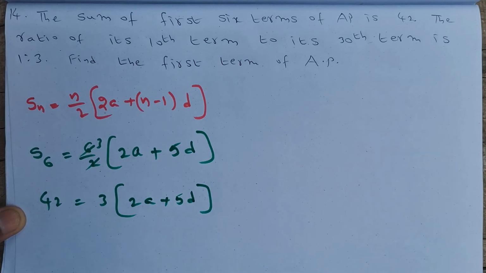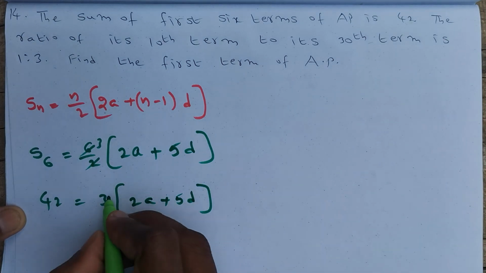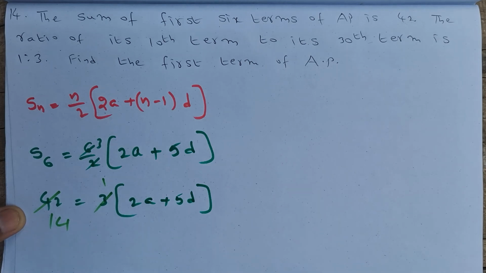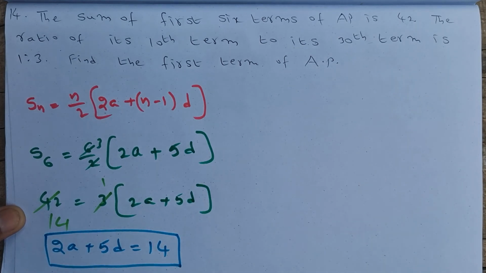Let us check for cancellation. 3 1s are 3, 3 14s are 14. So 2a plus 5d is equal to 14. This is equation 1.